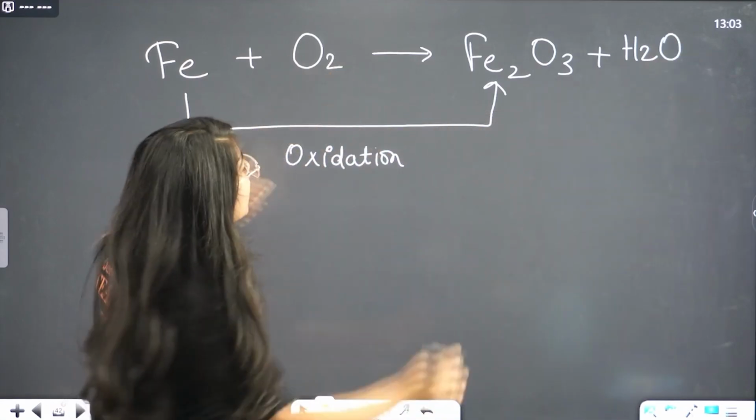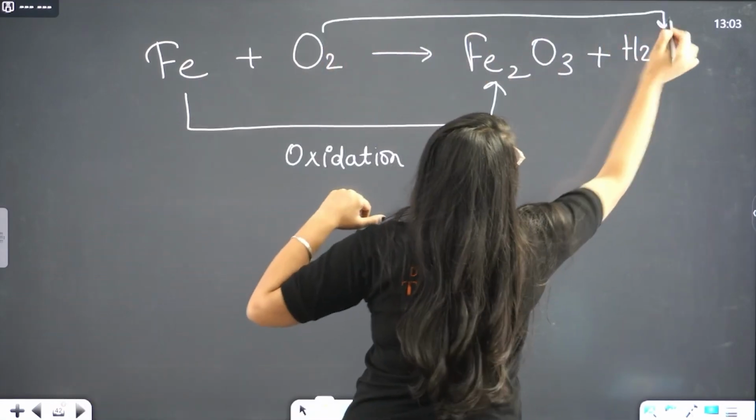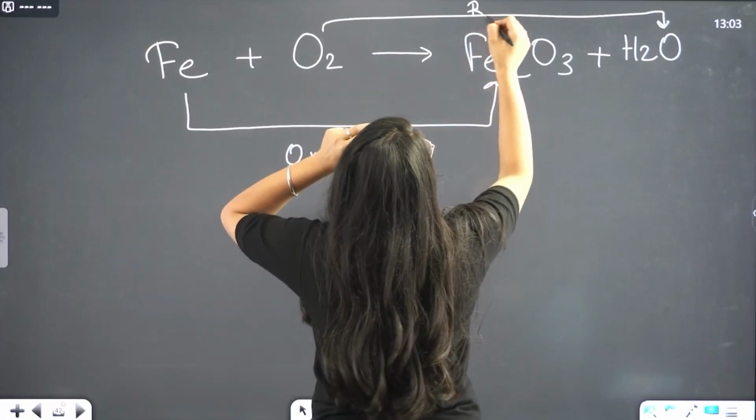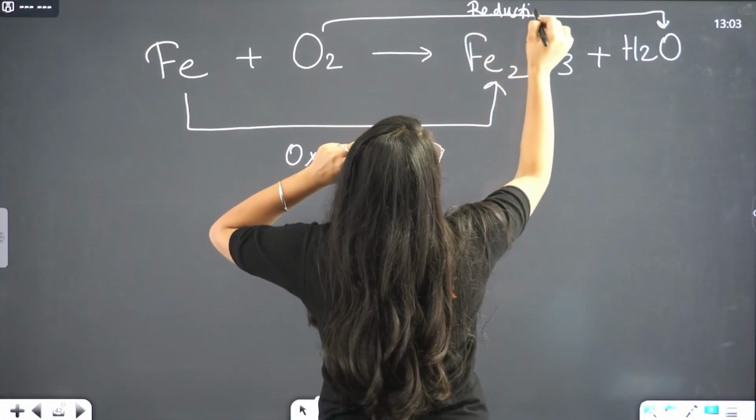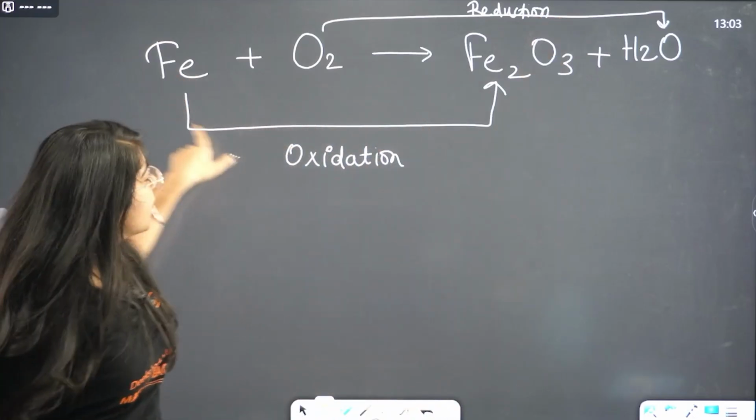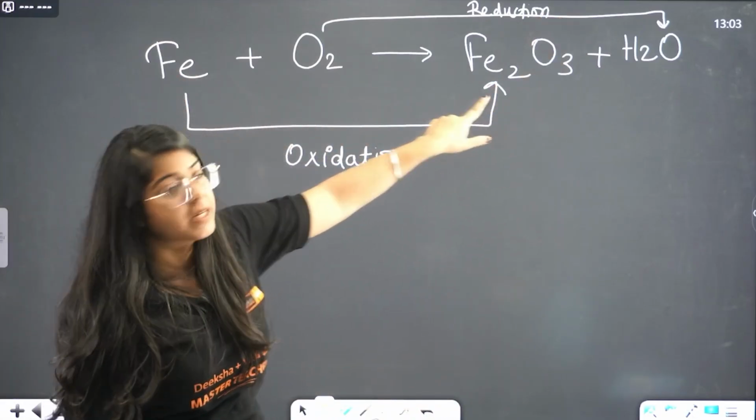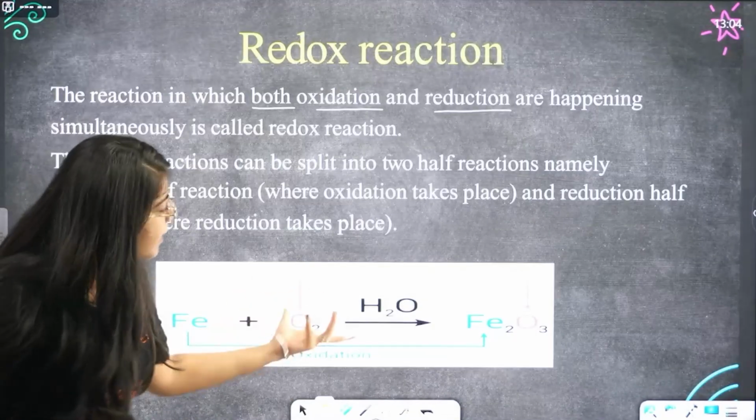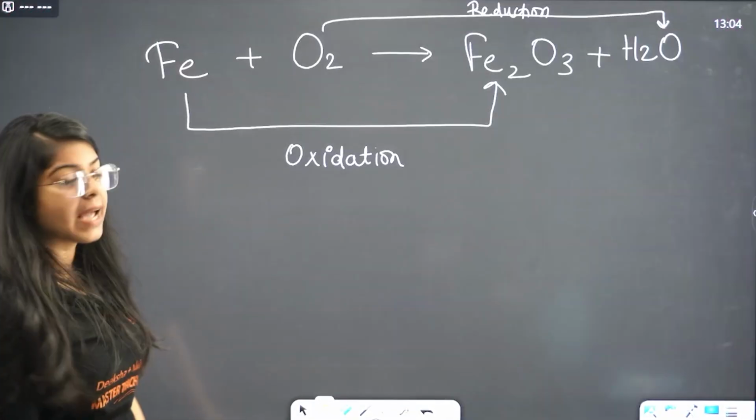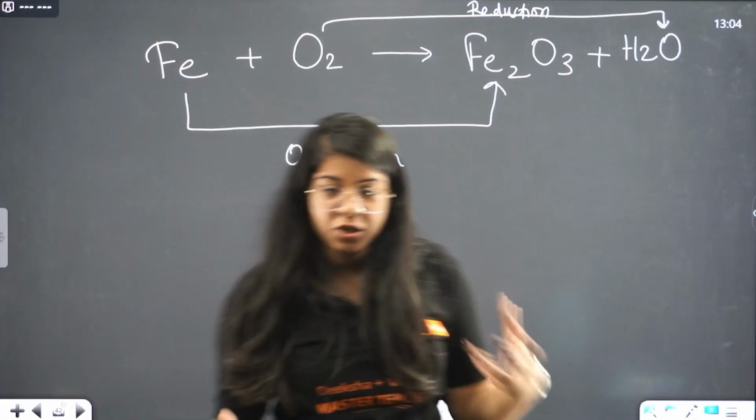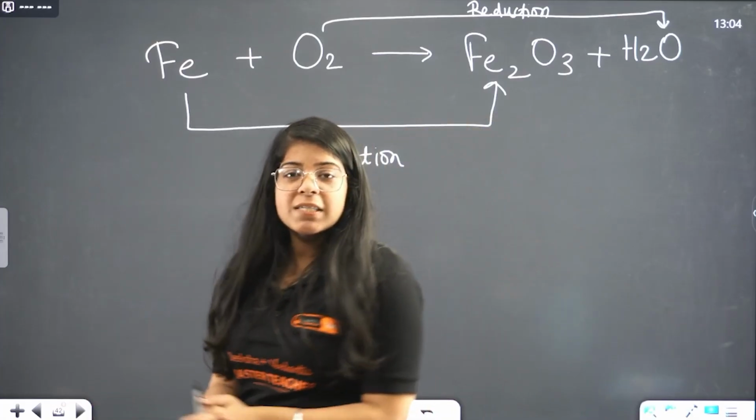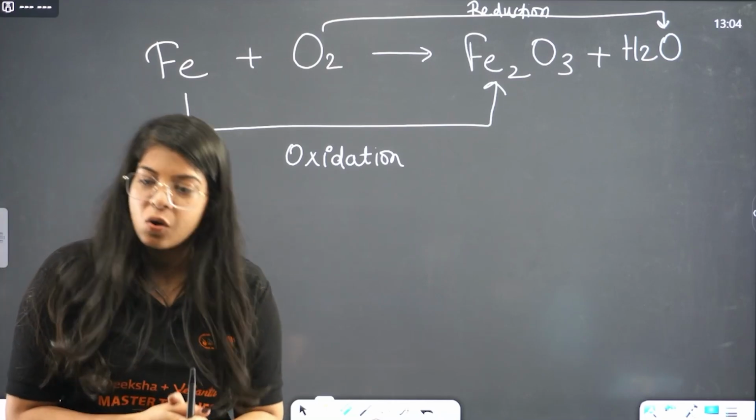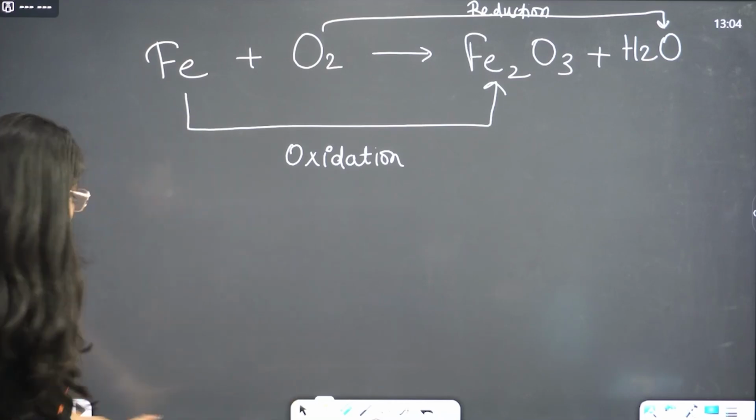Now oxygen is gaining hydrogen, right? So this is reduction. Understood? So we are gaining oxygen, that is oxidation, we are gaining hydrogen, that means reduction, and that is what a redox reaction is. Oxidation and reduction combinedly happening in one single reaction is called a redox reaction. Okay everyone, done beta? Okay.